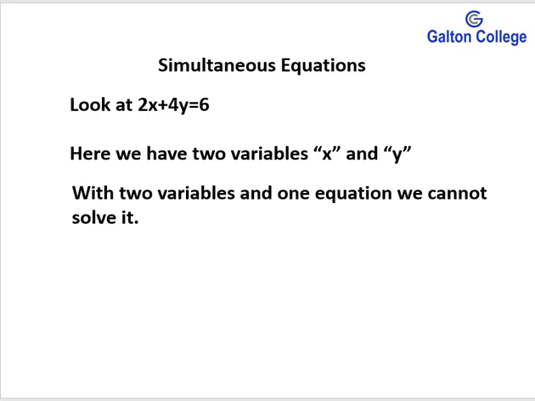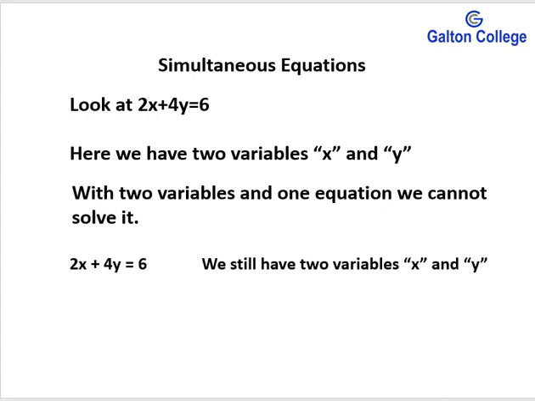Therefore, we can't solve it. We can solve for x in terms of y, or we can solve for y in terms of x, but we can't find a solution to it. It's one in terms of the other. We can say 2x equals 6 minus 4y, so the value of x depends on y. So what we need is two variables and two equations.